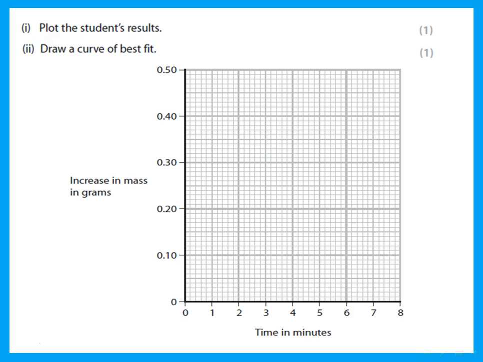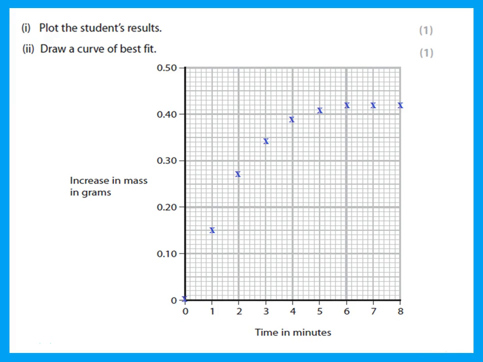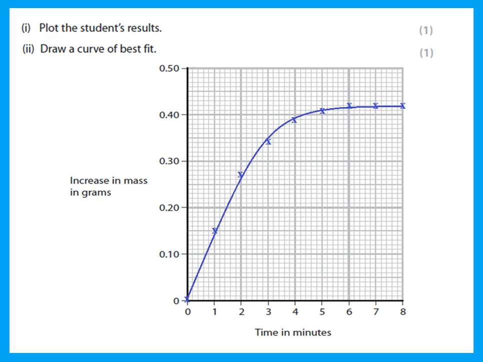Plot the student's results and draw a curve of best fit. So we're going to plot the points using small x's. Please do not just write a dot. You either use small x's or a dot with a small circle around it. You cannot use just dots. And then you need to join this with a smooth curve of best fit.